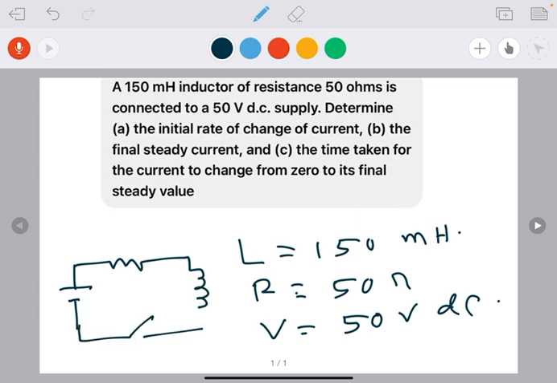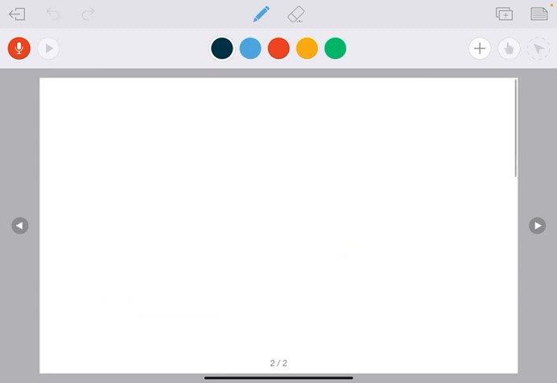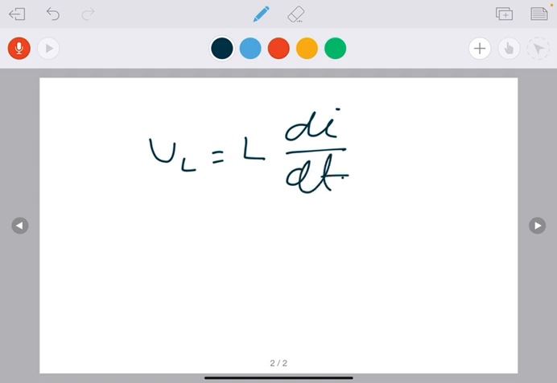have a transient situation. So the switch is turned on at t is equal to 0 basically. So it says we need to find the initial rate of change of current. So we know that the voltage difference across an inductance is given by L times di over dt. So we need to find the initial rate of change of current.